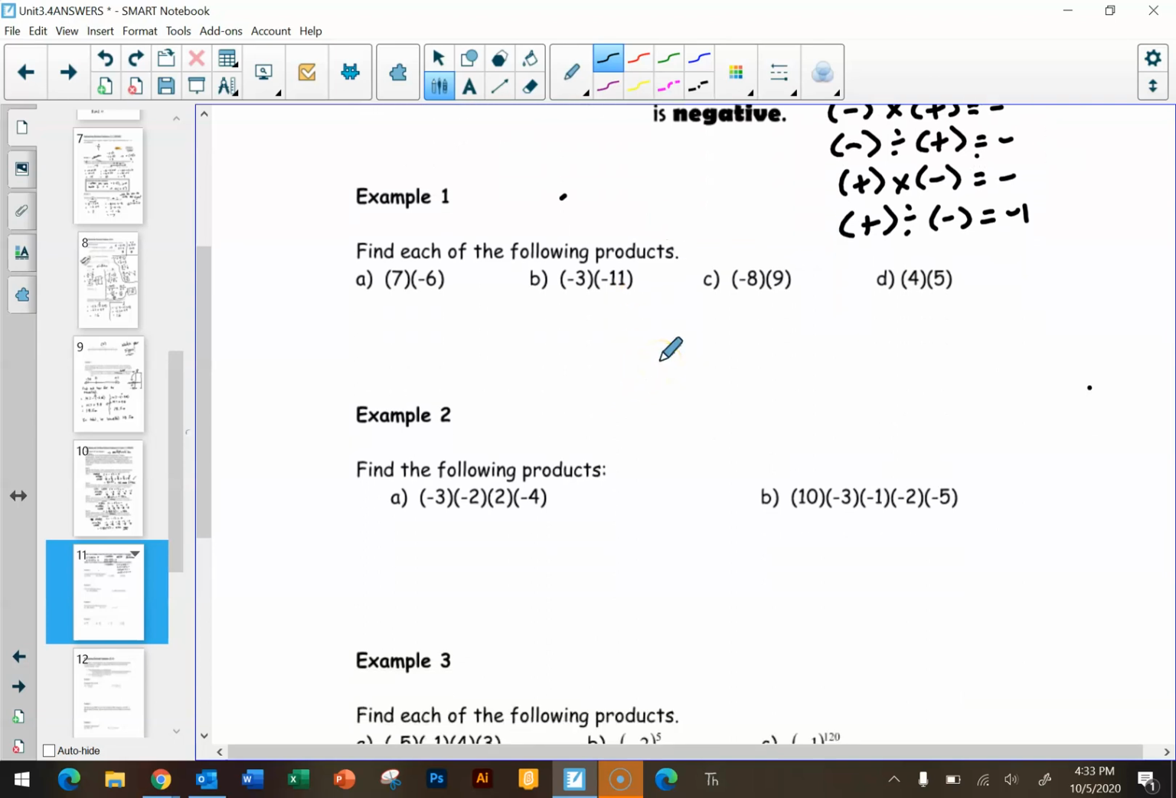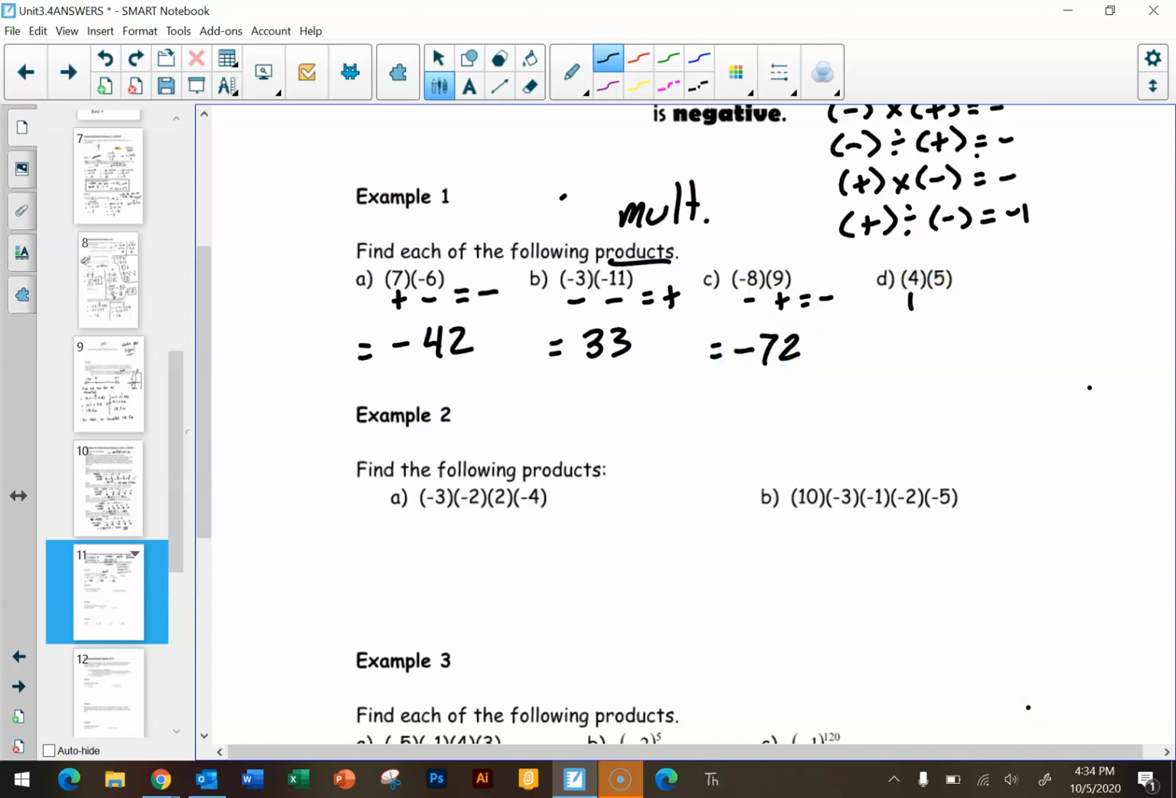So let's find each of the following products. So we're thinking about multiplication here. 7 times negative 6. We've got a positive and we've got a negative, so we know our answer is going to be negative. So 7 times 6 is negative 42. We've got a negative and a negative, so our answer is going to be a positive. So 3 times 11 is 33, so that's going to be a positive 33. Here we've got a negative times a positive, so the answer has to be negative. So that's going to be 8 times 9 is negative 72. And we've got a positive times a positive, which is going to equal a positive. So 4 times 5 equals 20.